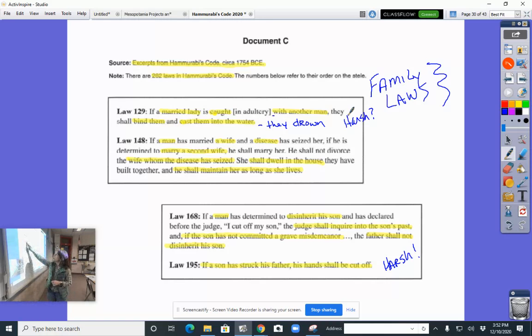If you look at Law 148, it says if a man has married a wife and a disease has seized her, and he's determined to marry a second wife, he can do that, but he's got to take care of that first wife that's already diseased. He can't cast her out of his home. He's got to keep her there and take care of her. Some people would say this seems pretty fair. So as you're annotating, you might write something as simple as this is a good thing.